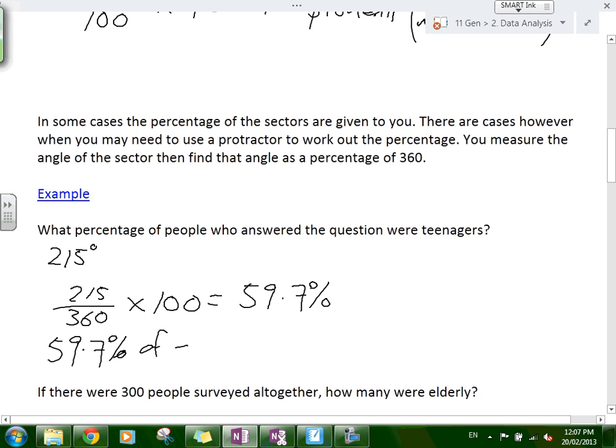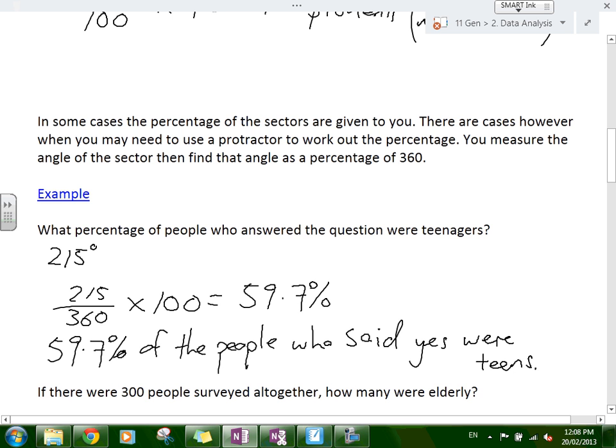59.7% of the people who said yes were teenagers. Okay? So that's how we answered the question. Teenagers said 59.7, you can round it up to 60%.